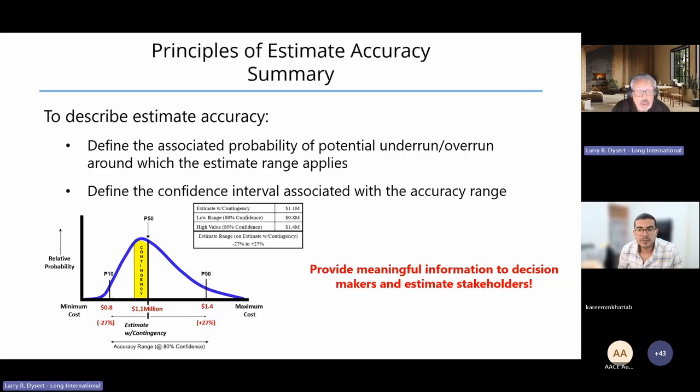But what you're going to see is a very flat curve. This curve is going to be much wider, and you're going to have to accept a greater absolute value of risk funds, contingency and/or management reserves to reach an appropriate level of confidence of underrun versus overrun. I hope that answers that question.